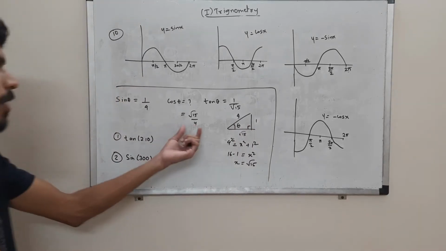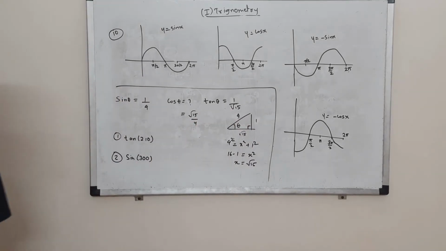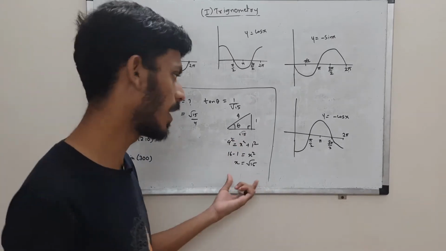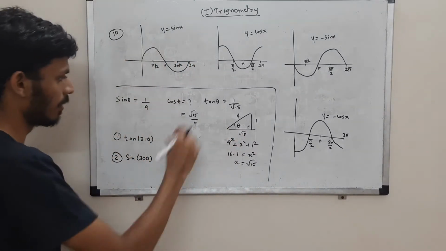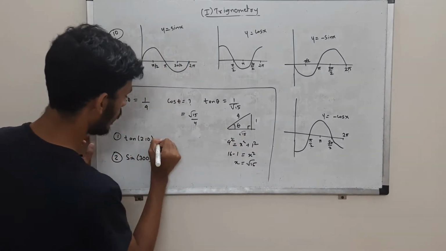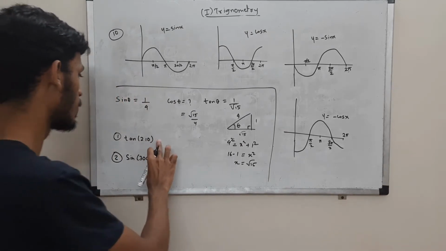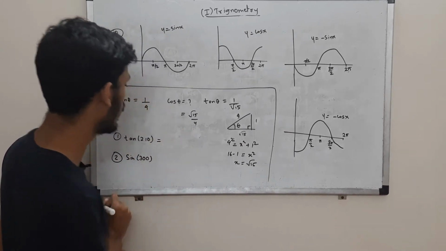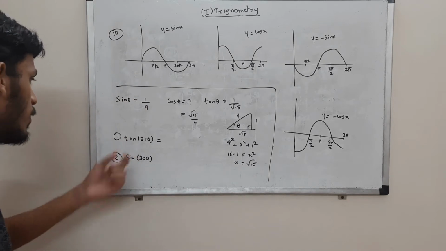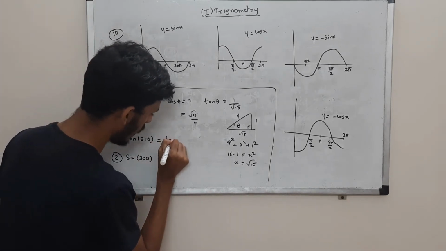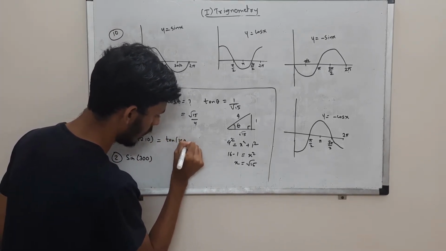Okay, so you found cos and tan theta. So, simple use of Pythagoras, and then find cos and tan using their definition. Now tan of 210. Okay, so this is something we just learned. So you can write 210 as 180 plus 30.